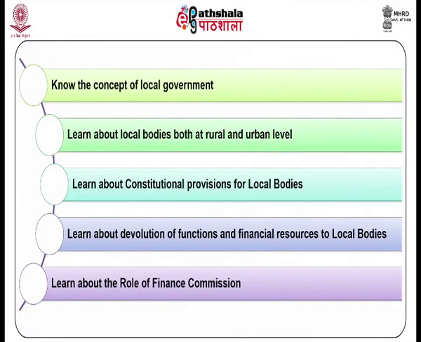After studying this module, you shall be able to know the concept of local government, learn about local bodies both at rural and urban level, learn about constitutional provisions for local bodies, learn about devolution of functions and financial resources to local bodies, and learn about the role of Finance Commission.